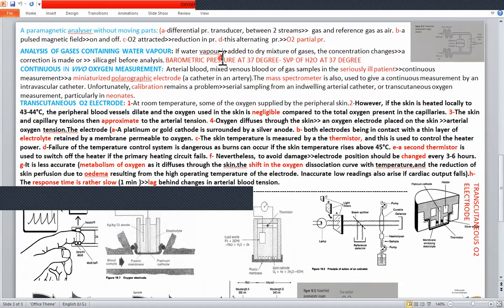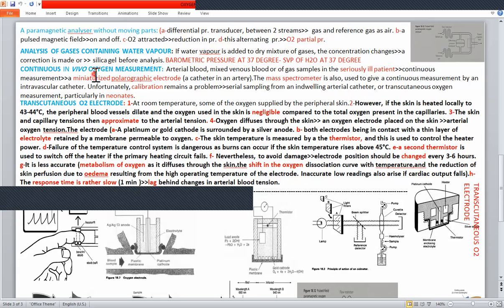Of course, whenever we have water vapor in any gas mixture, it will definitely affect the tension of other gases. So to get a proper amount of tension, we say that the barometric pressure at 37 degrees minus the saturated vapor pressure of water at 37 degrees is important. First of all, we must subtract both of them, and then after that we can get the real oxygen or carbon dioxide tension in a mixture of gases where water vapor is present.